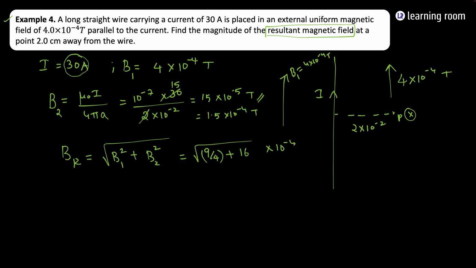So root of 9 by 4 plus 16. When you take LCM, you will get 64 plus 9. 64 plus 9 is 73. Right? So you will get root 73 divided by square root of 4, which is 2, into 10 power minus 4 Tesla. So this will be the resultant magnetic field. Did you understand or not? Right? So you can expect these kind of questions also where they ask you to find the resultant values.